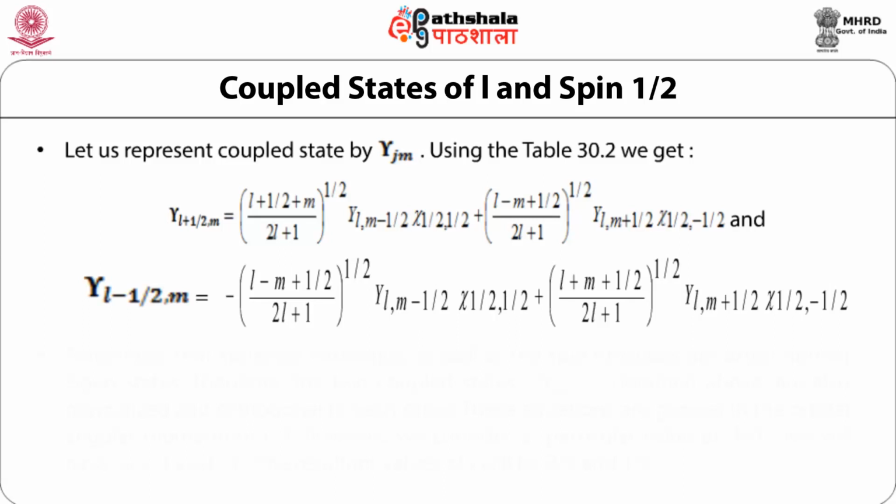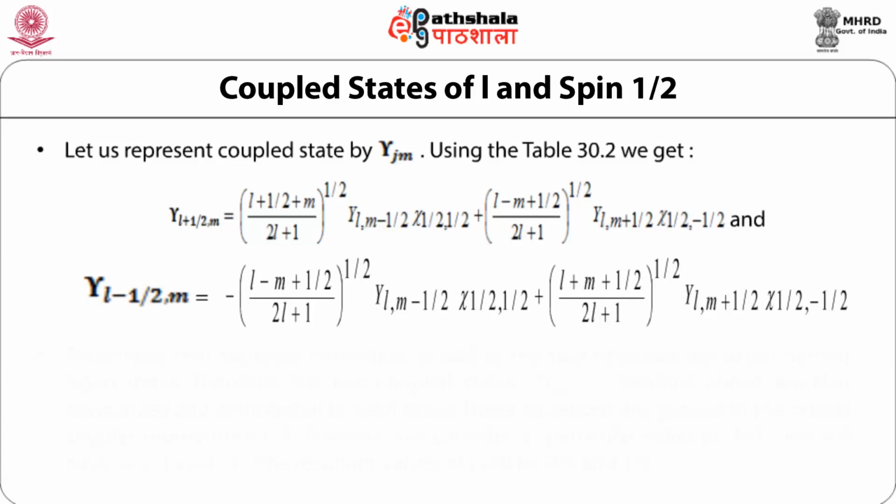and using the second table for the Clebsch-Gordan coefficients, we have the value of the coupled state Y subscript L plus 1 by 2, comma m given by bracket open L plus half plus m upon 2L plus 1 bracket close to the power half Y_L,m minus half xi_half,half plus bracket open L minus m plus half upon 2L plus 1 bracket close to the power half times Y_L,m plus half xi_half,minus half.